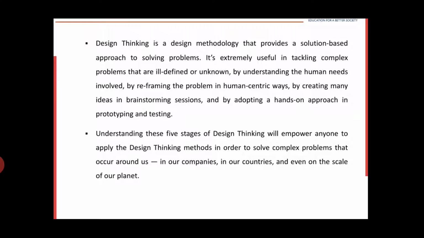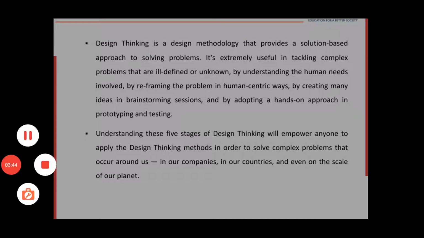We come across complex problems that are ill-defined or unknown, by understanding the human needs involved and reframing the problem in human-centric ways. By creating many ideas in brainstorming sessions, and adopting a hands-on approach in prototyping and testing. What I mean to say is that design thinking is a process of creative problem solving. We have to learn about that.